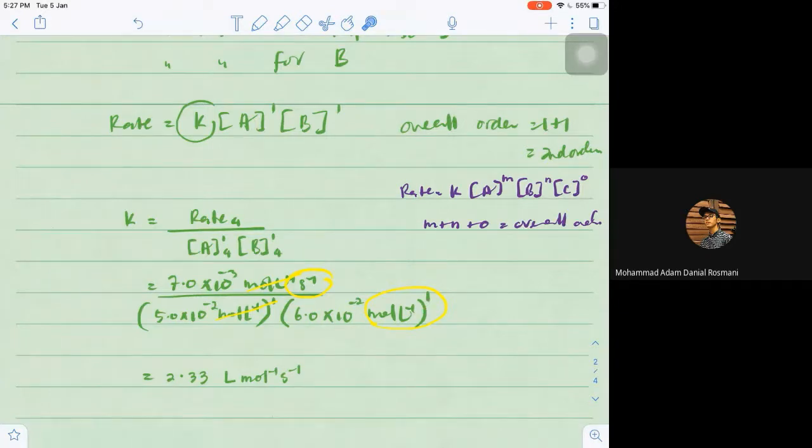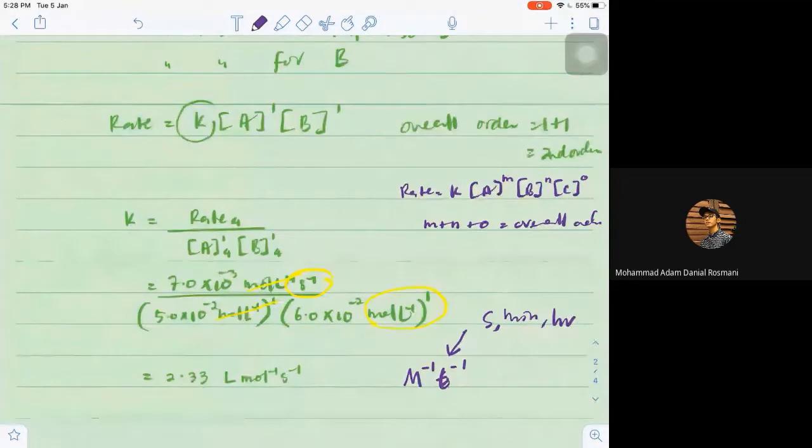Since this is a second order reaction, the unit of the rate constant is concentration^-1. If molar is the concentration unit, it will be molar^-1, and then second, or time^-1. Time can be in second, minute, hour, years, and so on. It is not necessarily in seconds. If we have a very slow reaction, we don't need to convert it to seconds, unless the question asks us to do so.